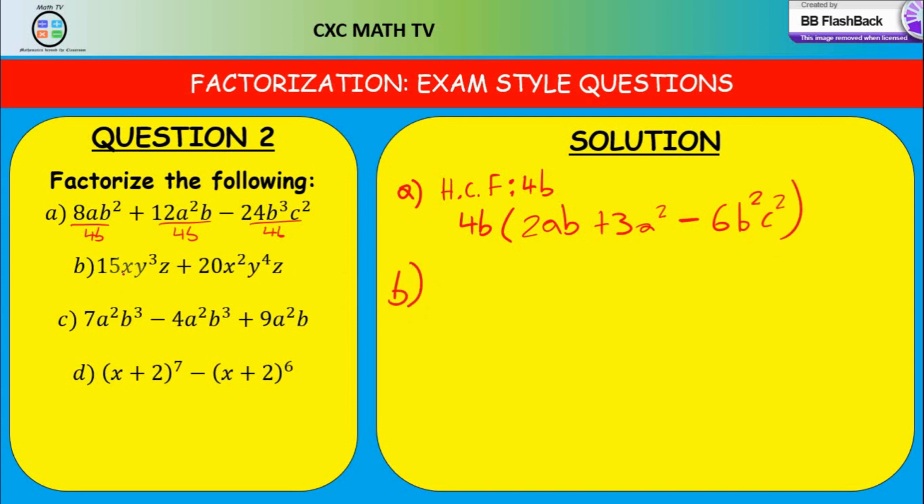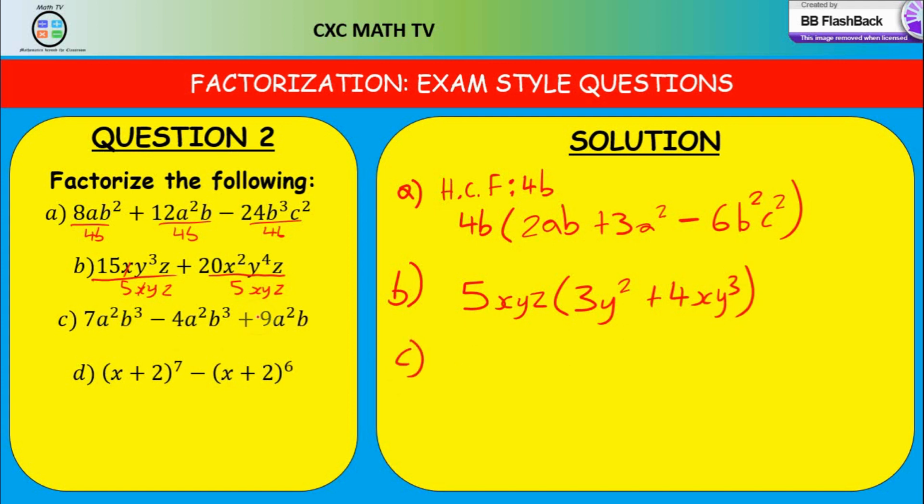Part B now, the highest common factor. Between 15 and 20, I know the highest common factor is 5. And x, y, and z, so 5xyz. 15 divided by 5 leaves 3. x divided by x cancels. y cubed over y is y squared. z over z gone. Divide the next side by 5xyz. x squared over x is now plus 4x. Then y to the 4 over y leaves y cubed. The z's cancel.